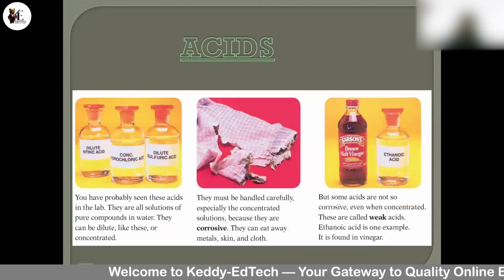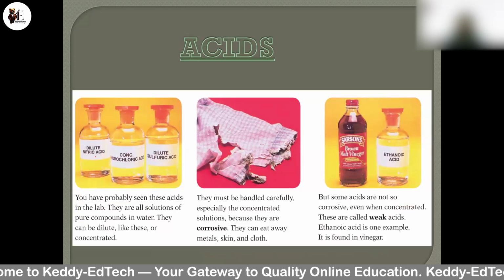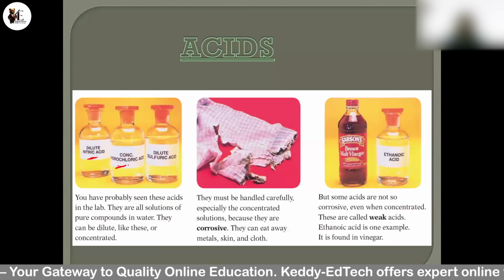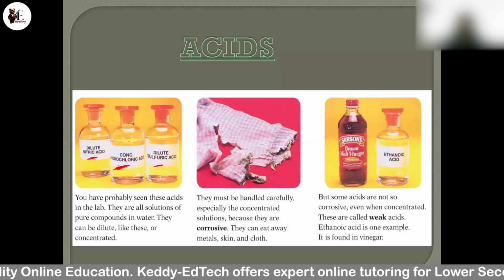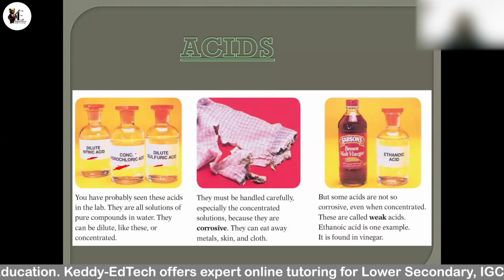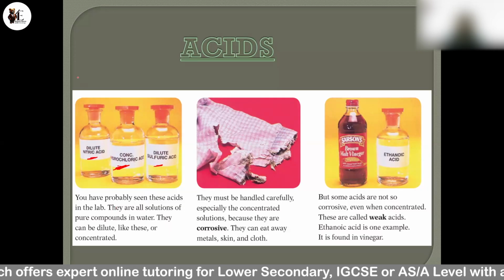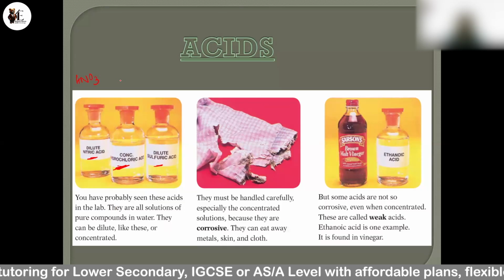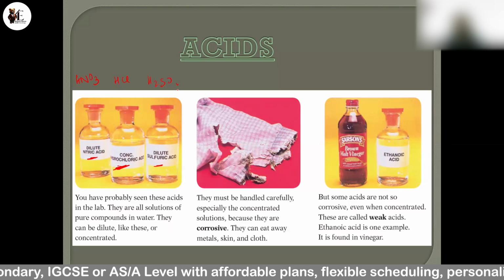So you can see here these are three images. We have probably seen these acids in the lab. It is dilute nitric acid, it is concentrated hydrochloric acid, and this third bottle is dilute sulfuric acid. Basically, these all are the solutions of their pure compounds in water. The formula for nitric acid is HNO3, hydrochloric acid is HCl, and sulfuric acid is H2SO4.